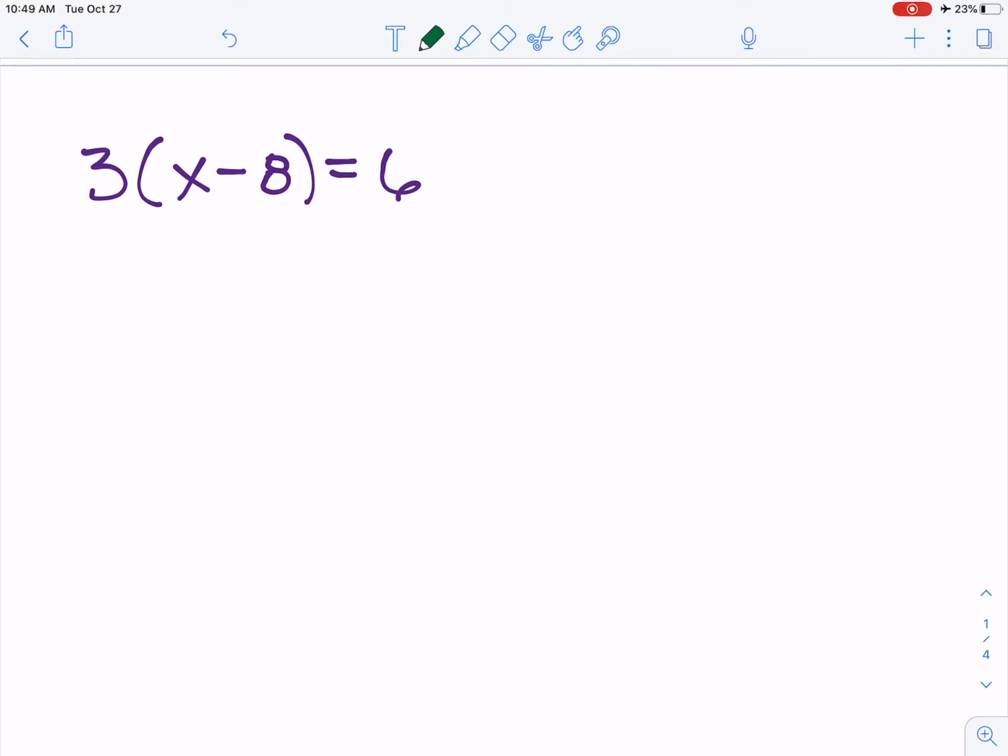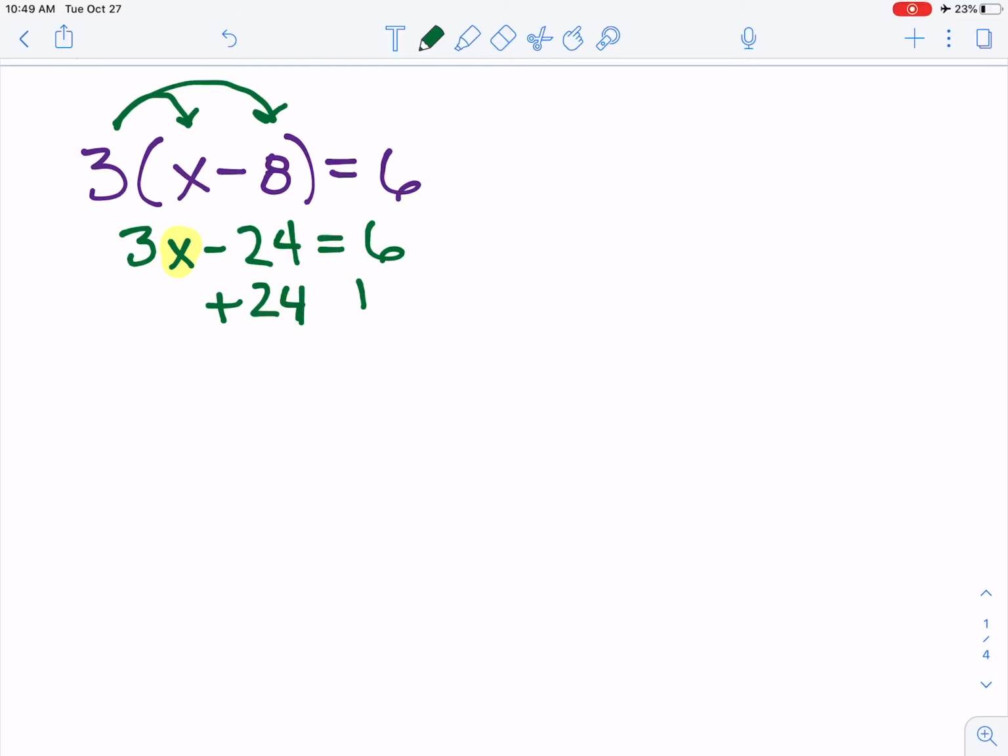So I'm going to start by multiplying both of my items inside my parentheses by my 3. So I'm going to distribute that and have 3x minus 24 equals 6. And again, what we've talked about is that the whole object of this game is to get the variable by itself. So what I want to do is move anything that's being added or subtracted from that variable. So I'm going to do plus 24 to get rid of that minus 24.